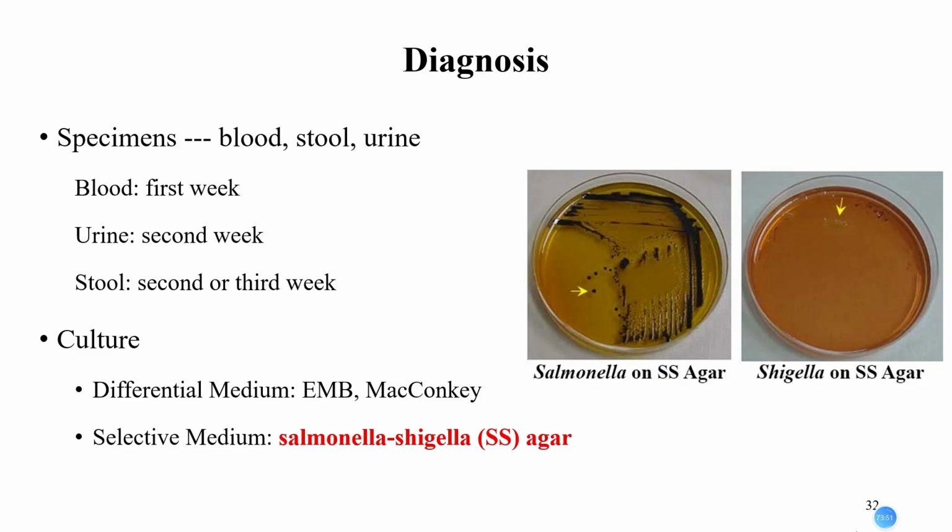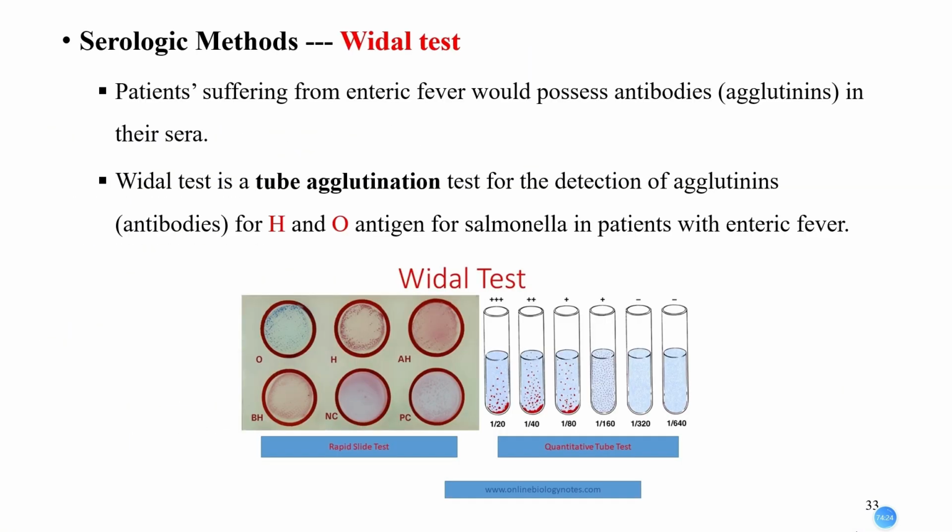To culture the bacteria, you can use differential media like EMB, MacConkey, and the selective medium for this is the SS agar, Salmonella-Shigella agar. And when Salmonella grows on the SS agar, it shows black colonies, while Shigella, okay, here the colony is quite different. It's not black in color. So this is the diagnosis.